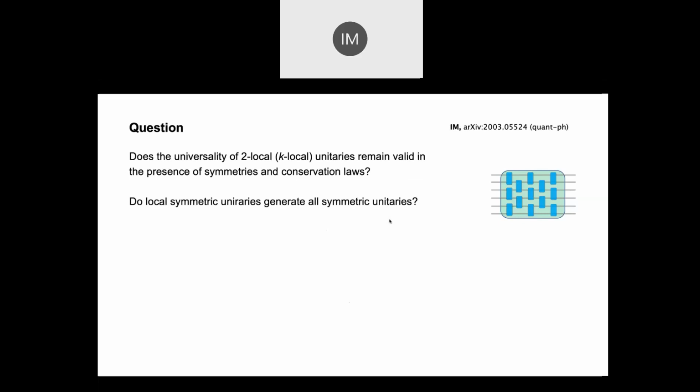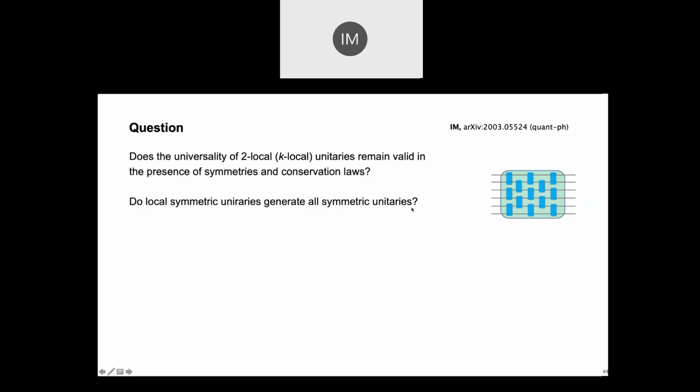So in this recent work, I basically revisited this classical quantum computing result, and I asked what happens when we study locality and symmetry together. In particular, does the universality of 2-local unitaries, or more generally k-local unitaries that act on k qubits, remain valid in the presence of symmetries and conservation laws? In particular, do local symmetric unitaries generate all symmetric unitaries or not?